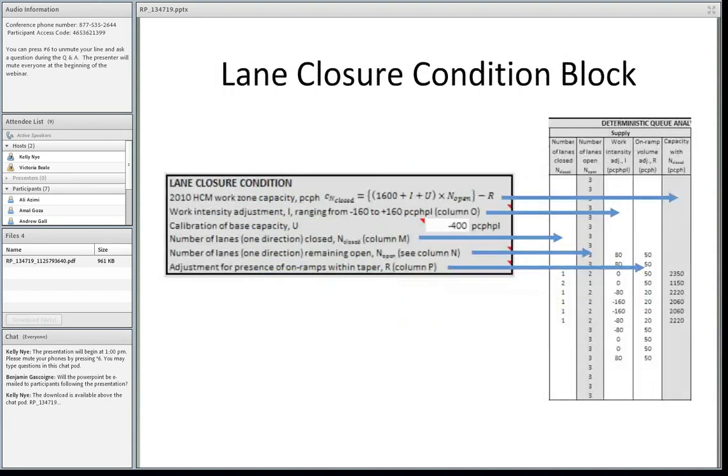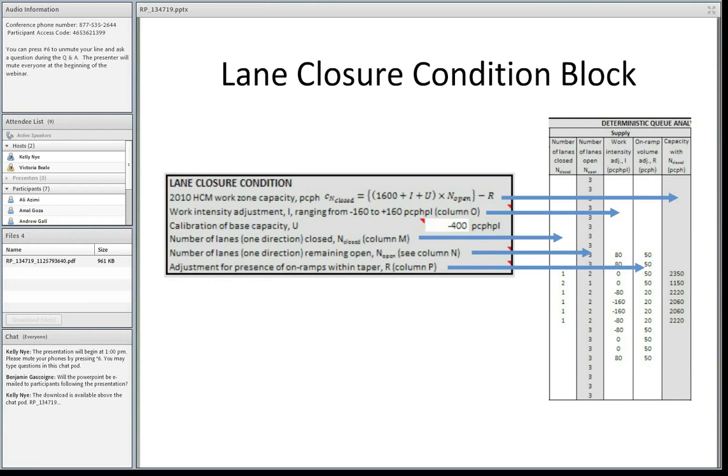The lane closure condition block then is used to identify the conditions during the actual lane closure. And this is again based on the 2010 Highway Capacity Manual. This is the adjustment for work zone capacity. It uses a base capacity of 1,600 and applies adjustments for the work intensity. And that can be a collection of the number of vehicles, the number of workers, the closeness of the activity to the lanes. I also included a calibration of base capacity, which I'll touch upon a little bit later when we talk about calibration using the field data.